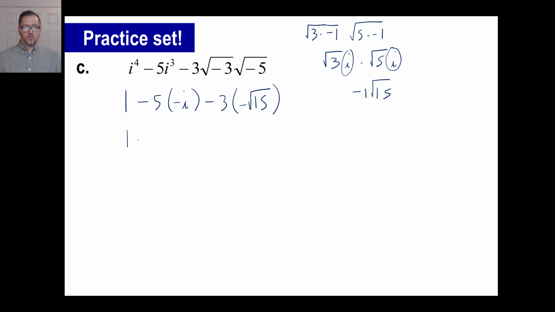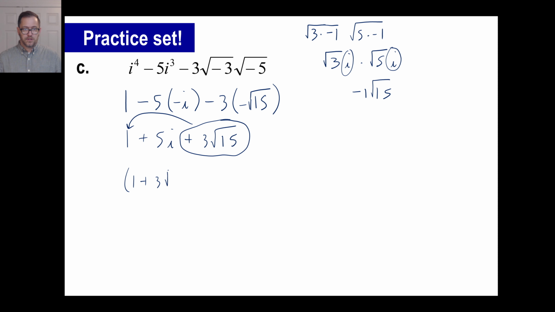Getting weird yet? Negative 5 times negative I is going to be positive 5I. Negative 3 times negative square root of 15 is going to be positive 3 square root of 15. This is a real number, even though it's an irrational number. It's on the number line somewhere. So you're going to smush this in here with that one. In the back of your book, they've probably used parentheses to stick them together. That's the real number part. The imaginary number part is this, with the 5i.